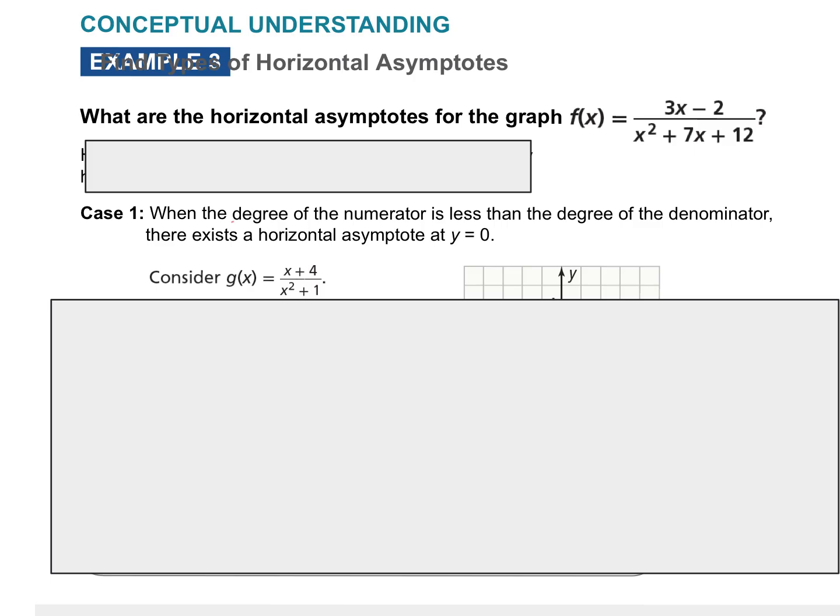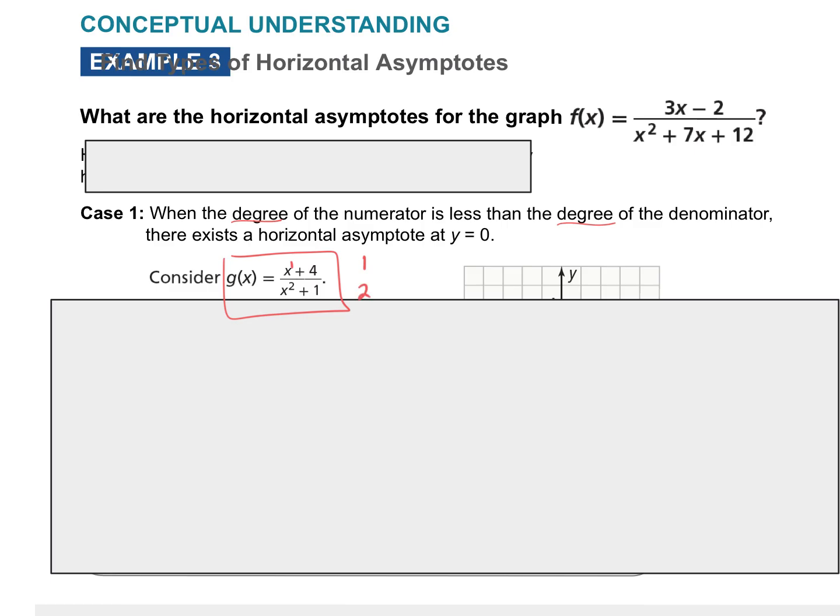The degree, right? What does degree mean? It's the exponent, right? The highest exponent. So, looking at that example that you wrote down, what is my exponent of the numerator? 1, right? If there's no exponent, we can assume it's 1. What is my exponent in the denominator?